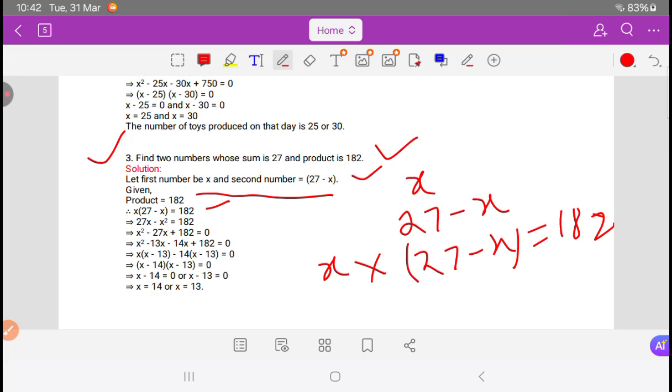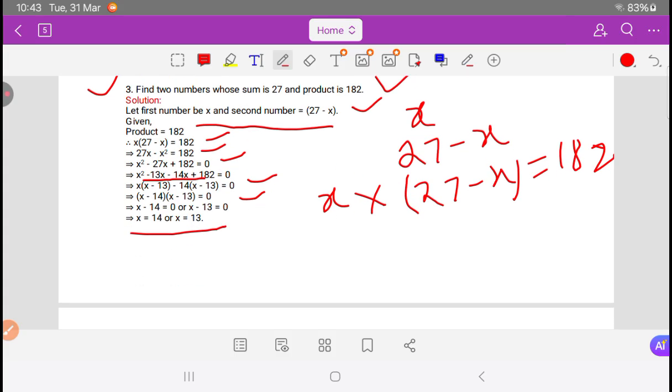So this is written like this. Then multiply x inside, and you'll get 27x minus x square equal to 182. Then x square minus 27x plus 182. Then 27x can be written as 13x and 14x. Then you take the common x and 14. So you'll get this. So you'll equate x minus 14 equal to 0 or x minus 13 equal to 0. Then you'll get the roots: x equal to 14 and x equal to 13.